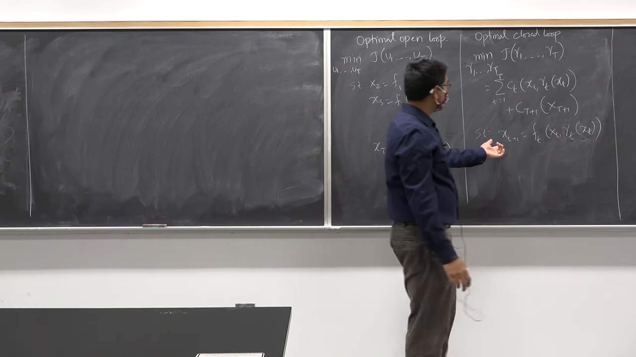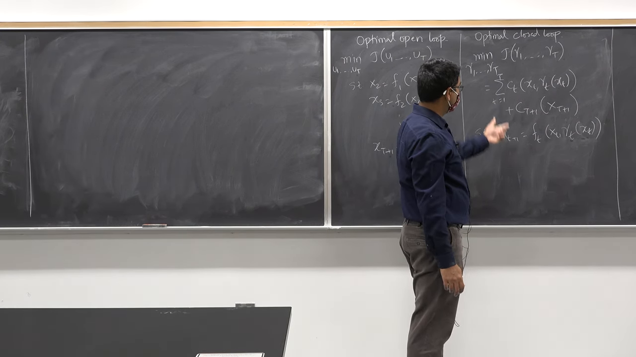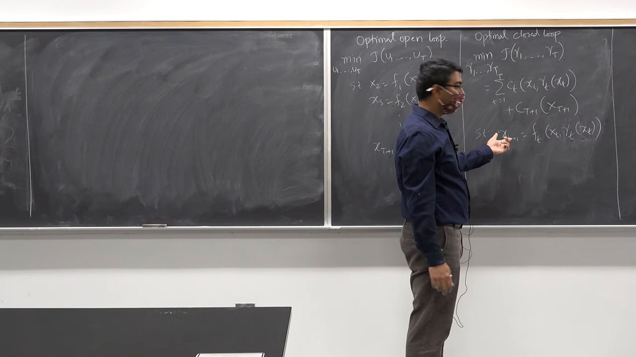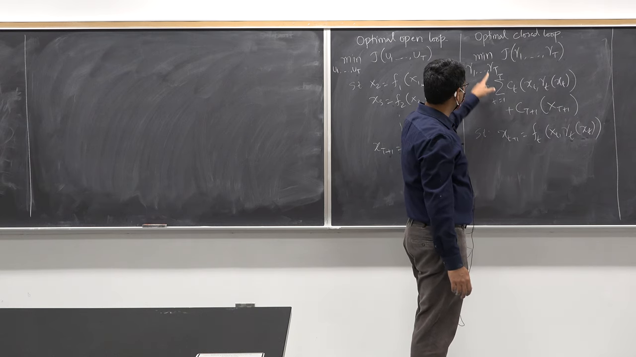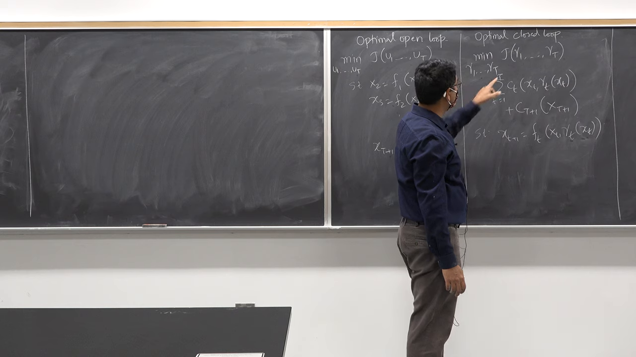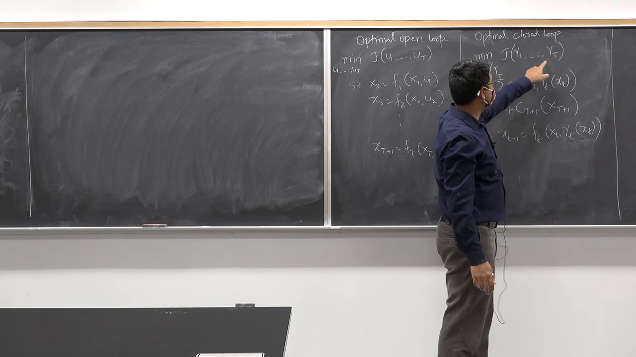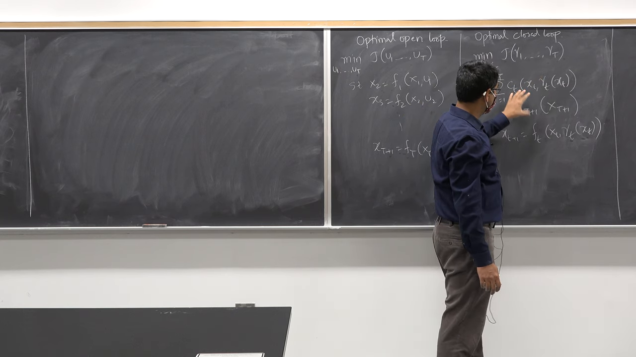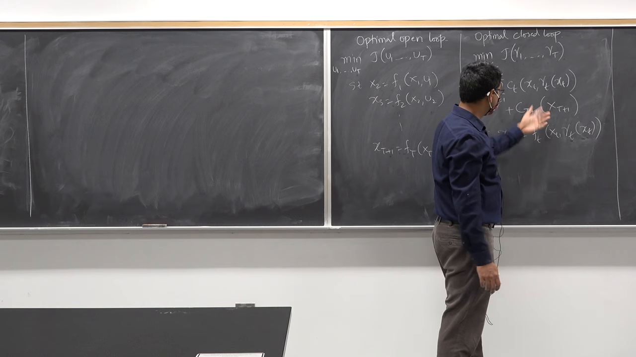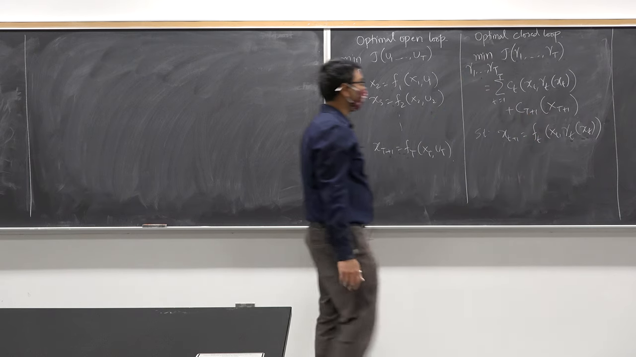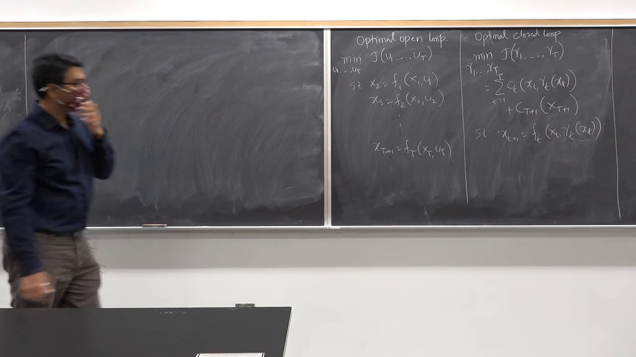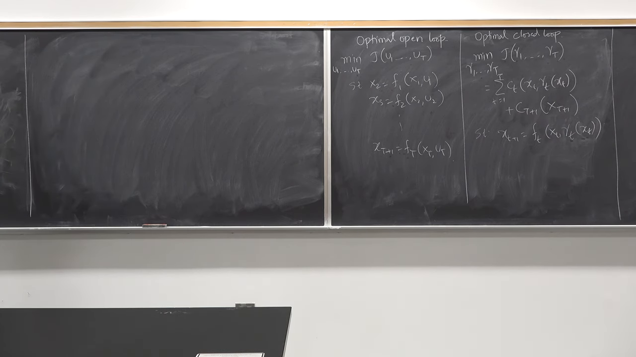So this problem appears very difficult, and it is actually very difficult, because now you are minimizing a function that depends on other functions, and you have a very complicated set of equations that you need to solve in order to compute the optimal solution for the closed loop policies.